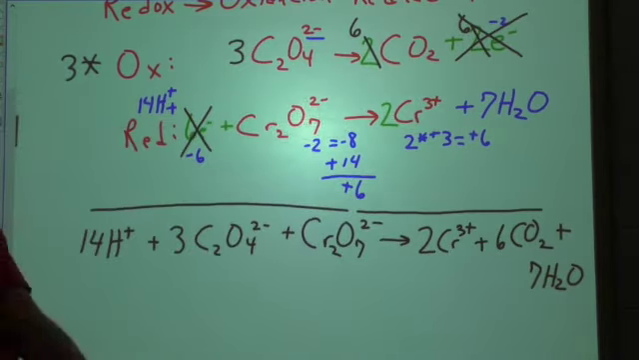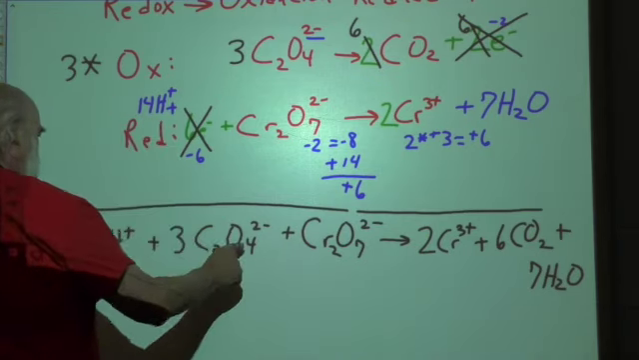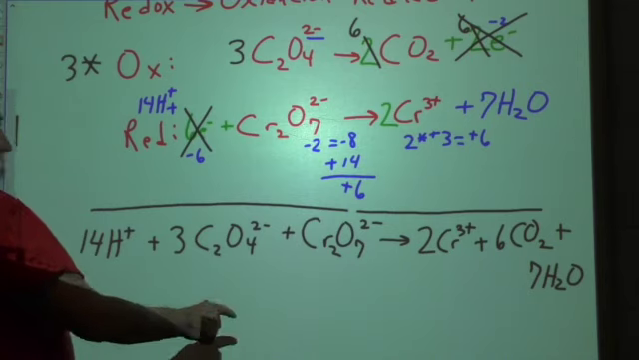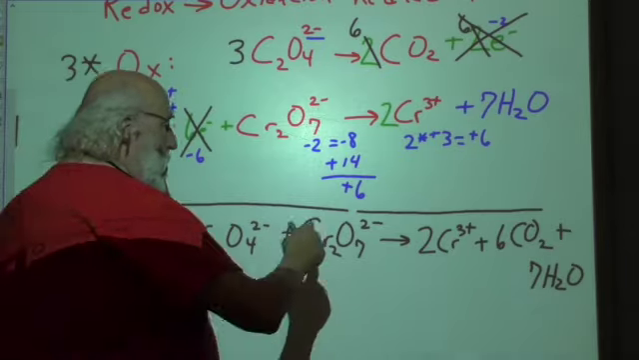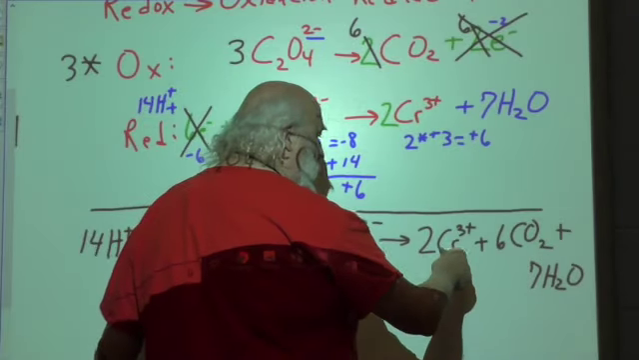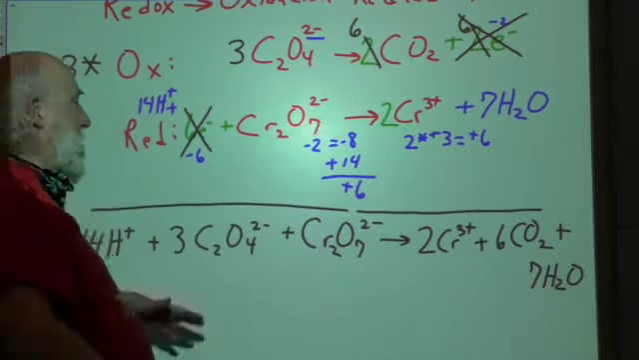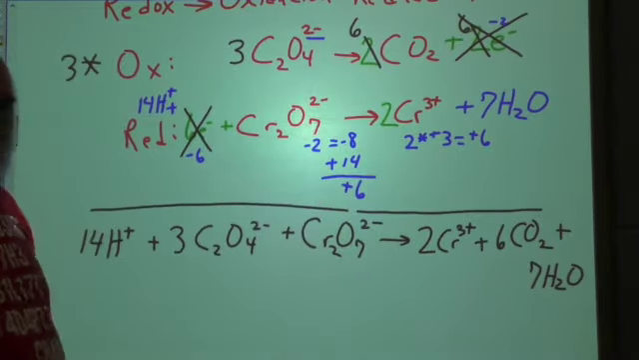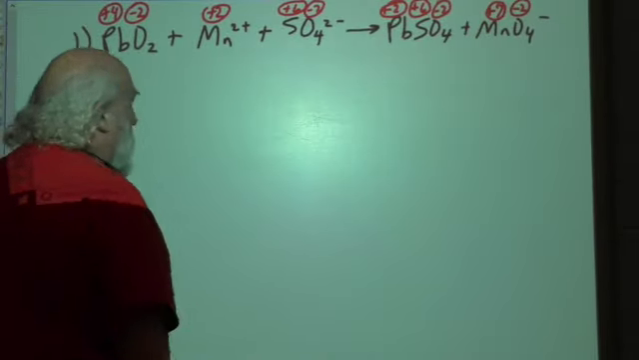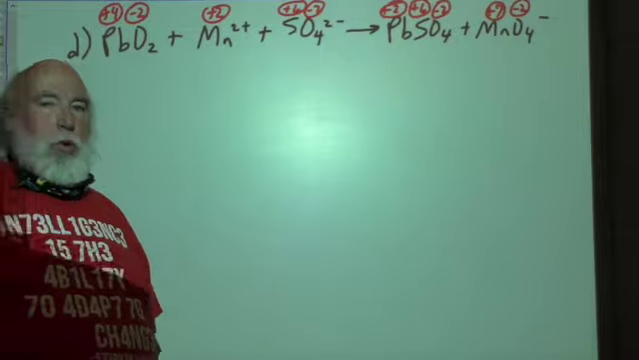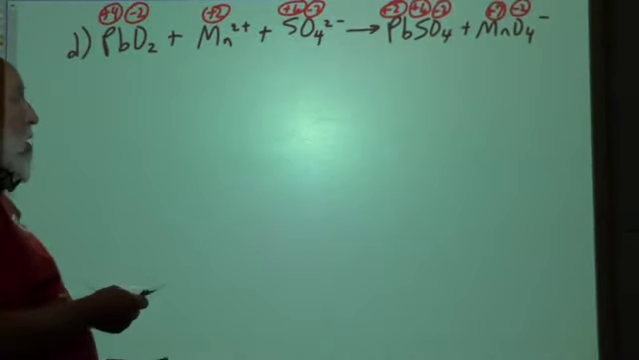Now I'll check the charges. Positive 14 plus negative 6 makes positive 8. Plus negative 2 makes positive 6. Over here, 2 times positive 3 is 6. No charge, no charge. Positive 6, positive 6. This is a balanced equation. Three, 2, 1. All right, so the next thing we need to do is deal with this problem.